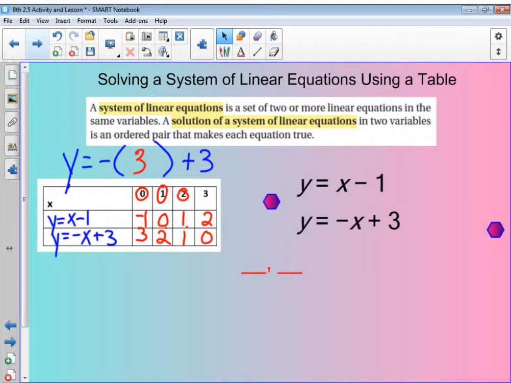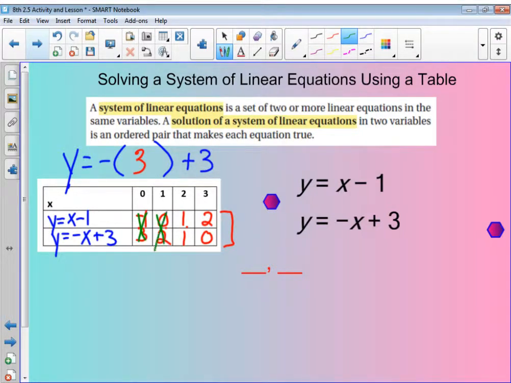Now we're going to learn how to read this table and understand how to find our solution. When we do this, we need to find where, in our y categories, which are our two red things that I have written out here, they have the exact same y. As I look through these, not the same, not the same. Here we have them the same.